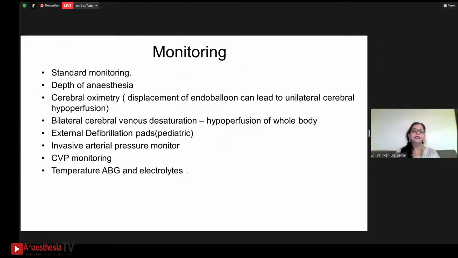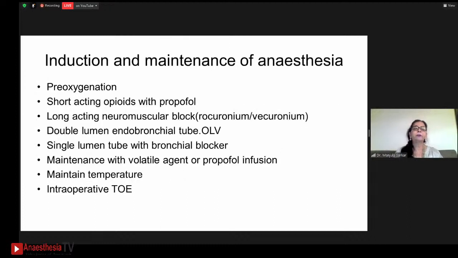Monitoring: standard monitoring, depth of anesthesia, cerebral oximetry, as displacement of the endoballoon can lead to unilateral hypoperfusion and bilateral cerebral venous desaturation. External defibrillation pads, pediatric, invasive arterial pressure monitoring, CVP monitoring, temperature, ABG, and electrolytes have to be done. All these things are going to be discussed in detail by coming speakers. So this is just the gist or introduction to these procedures.